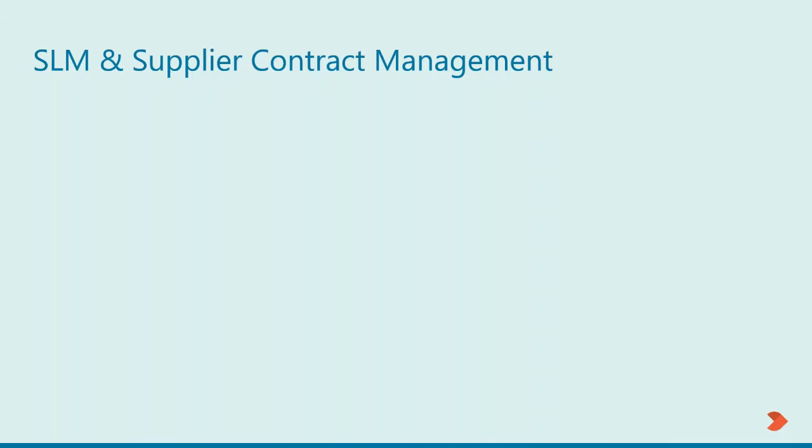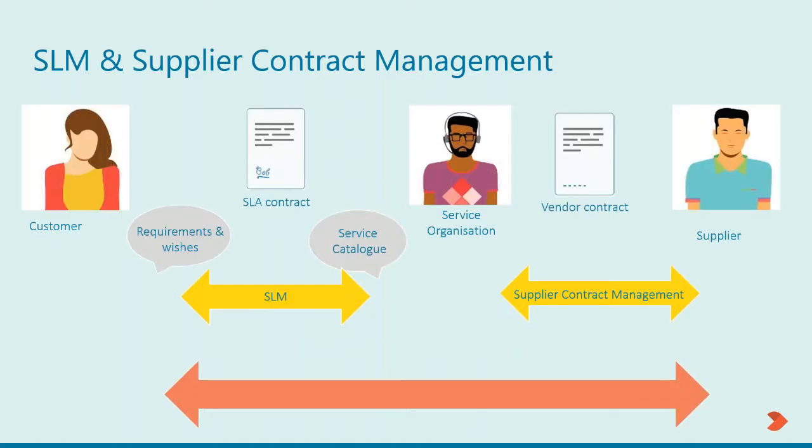Okay, so firstly, service level management and supplier contract management is our module in TopDesk. But what actually is this and who does it involve? So, we have ourselves in the middle, our service organization. So we are a service provider, whether that's for IT, for facilities, for human resources, etc. On the left-hand side, we have the relationship between ourselves and our customers. So we have our customer who may have particular requirements, and we have the conversation with them where we're showing the services that we provide via our service catalogue.